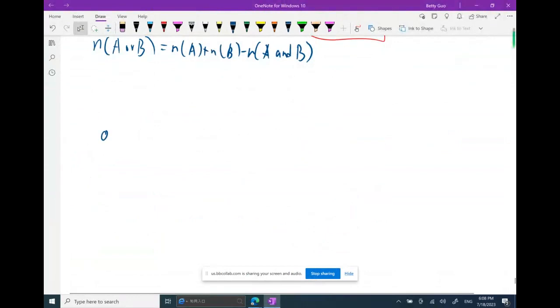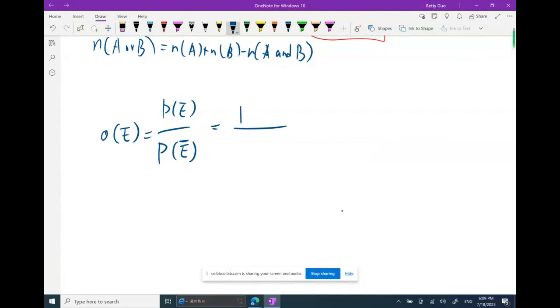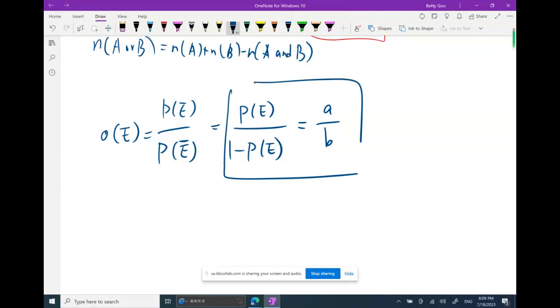Odds of favoring E, by the formula, is P of E over P of not E, right? We use E bar to represent the not E. And P of not E is 1 minus P of E, right? And we know that odds is A over B, that is given, A to B. So we are going to solve this proportion for P of E. We are going to do the cross multiply.